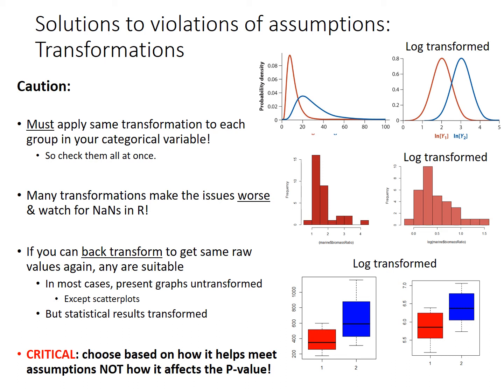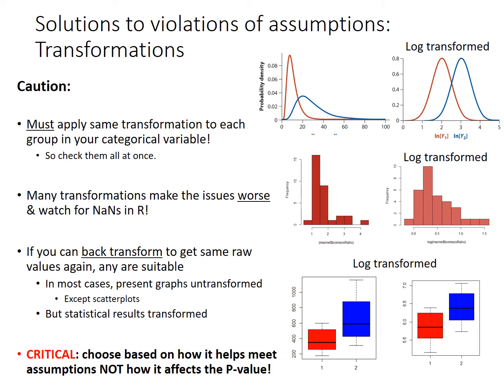Now, extra important point. Circle this bottom line if you need to and star it. It is absolutely critical that you are making these decisions on your transformation based on how well they help you meet the assumptions. You should not be looking at the p-value when you're doing this. You should be paying attention to the assumptions and ignoring the p-value.